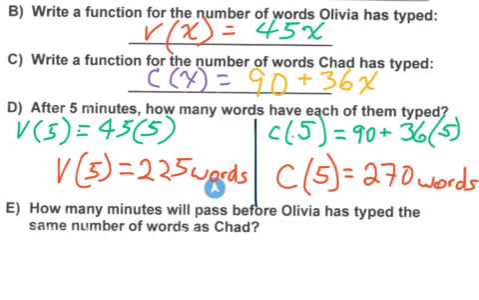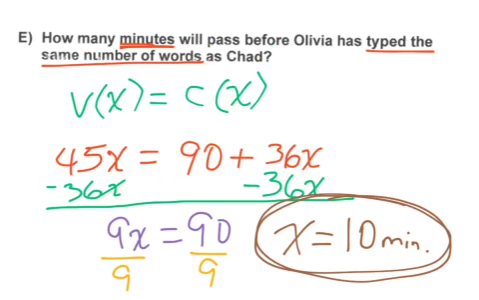Equal 225 words for Olivia. And old Chad still had 270 words. He was still ahead. Now she's typing faster than him, so eventually she's going to pass him. And that's what we're going to get to in question E. So hit pause. Okay, you want to hit pause now. Copy these down.